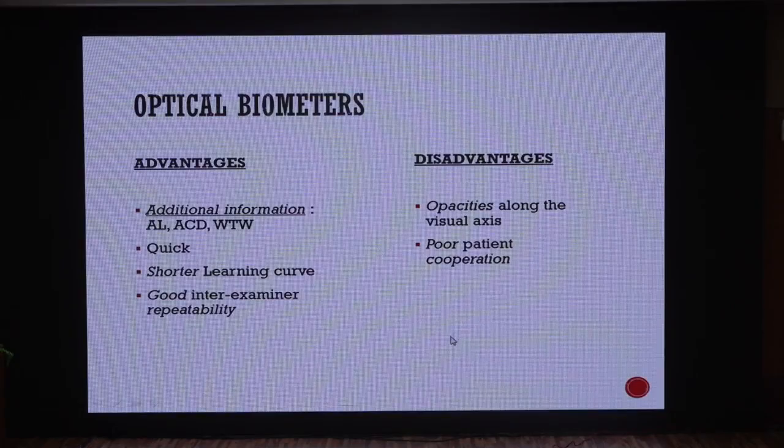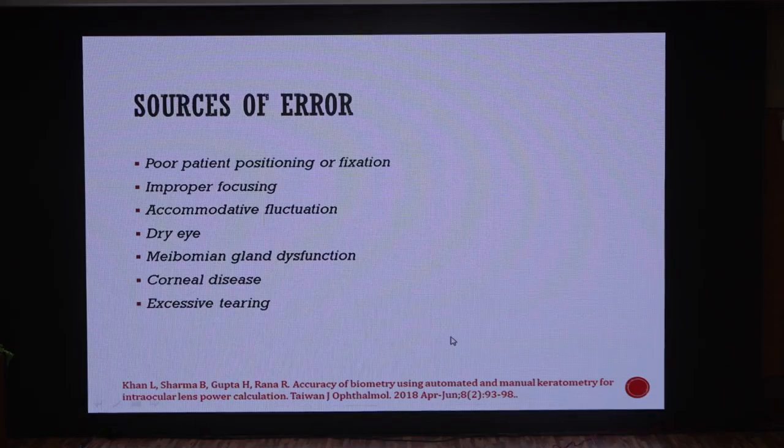Also, if the patient has poor cooperation, or is not focusing well. Major sources of error would include poor patient positioning or fixation, improper focusing, and accommodative fluctuation. Also, keratometry readings will be erroneous, or you won't be able to see sharp points, if the patient is suffering from dry eye because of the dry spots. So make sure that you instill a good amount of lubricant before you take up the patient for keratometry assessment.